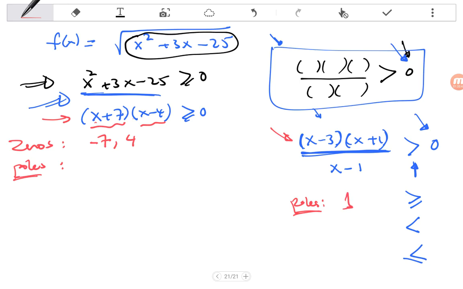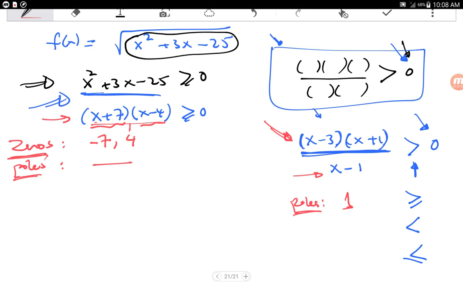What are the poles of a rational function? They are the values of x that make the denominator equal to 0. So the values which make the denominator equal to 0 are called the poles. The values that make the numerator equal to 0 are called the zeros. We make a difference between these two expressions. So what are the poles of this? We have no poles because the denominator is just 1. It will never be 0. So we have no poles in this expression.